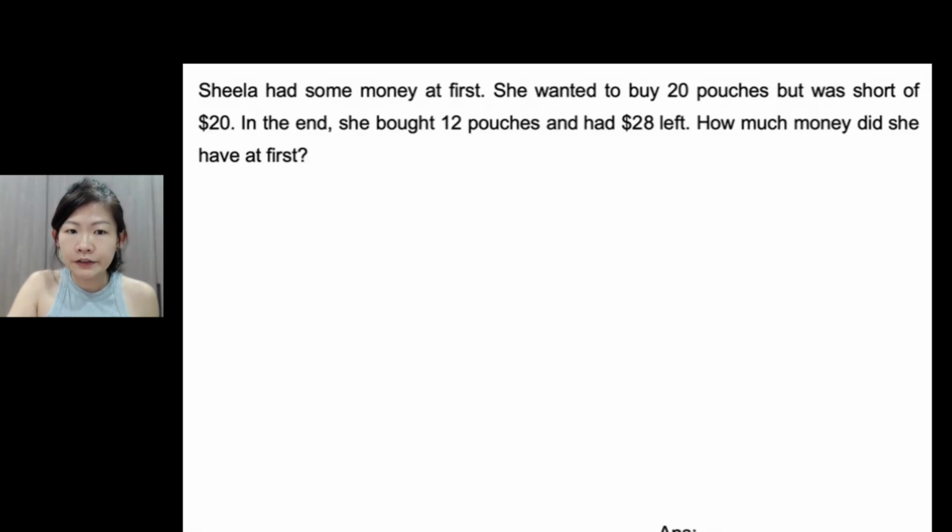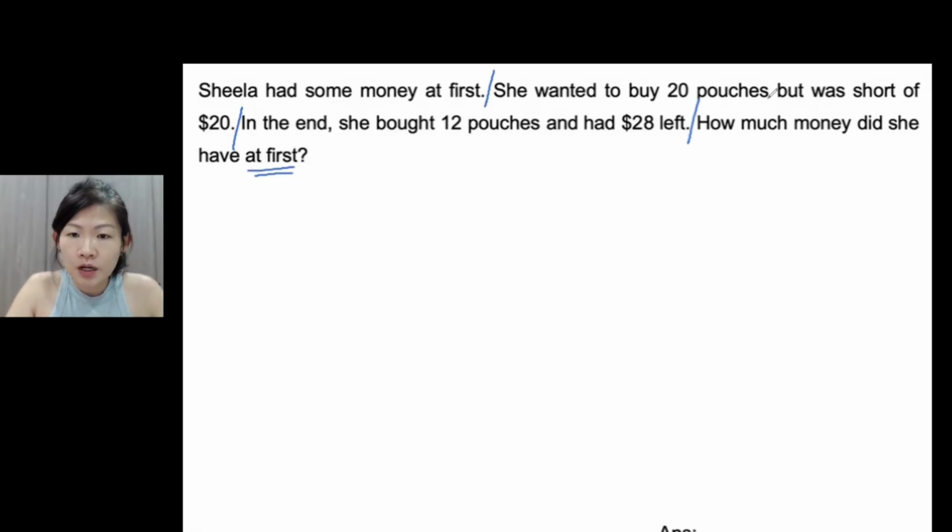All right, let's start by reading the question. Sheila had some money at first. She wanted to buy 20 pouches but was short of $20. In the end, she bought 12 pouches and had $28 left. How much money did she have at first?